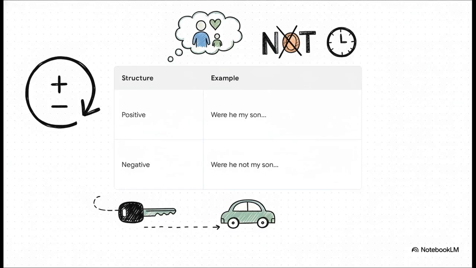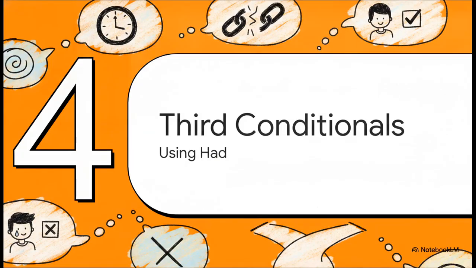The rule stays entirely consistent with what we just learned earlier. The word not still goes right after the subject. So, were he not my son, I wouldn't have let him borrow my car. See? Once you spot these structural patterns, inversion is an absolute breeze. Which brings us to part 4.